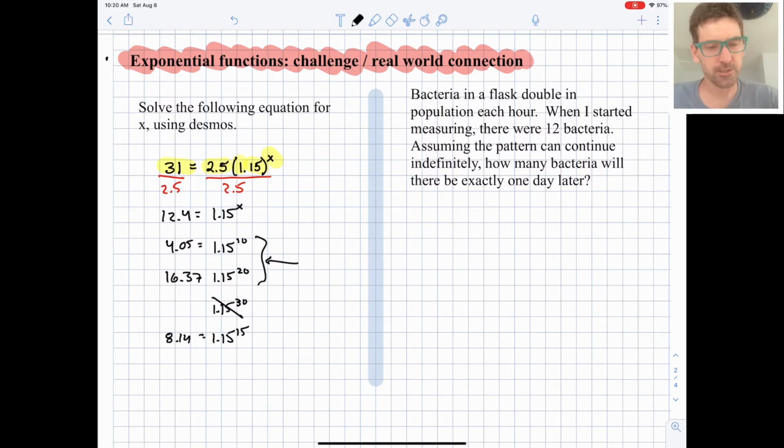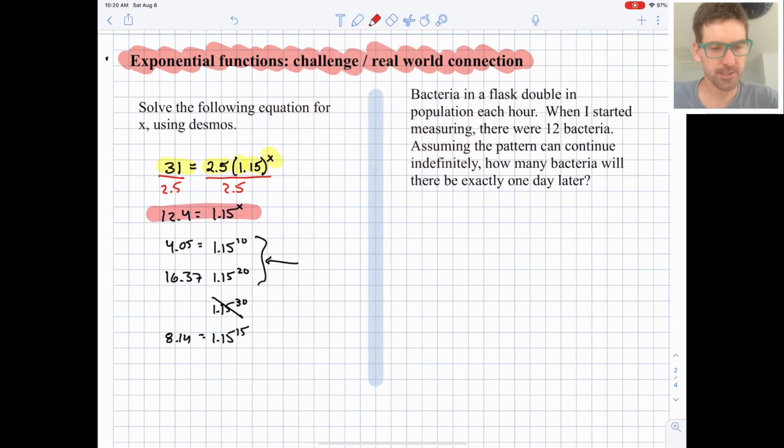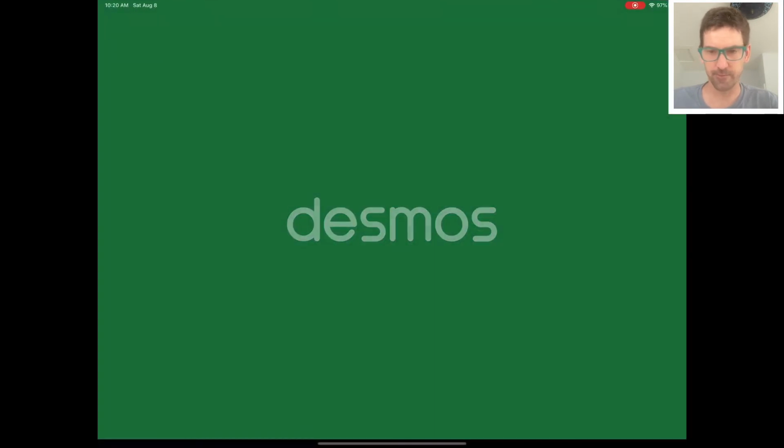So what we're going to do is we're going to go to Desmos, and we're going to type this into Desmos, but not exactly that. We're going to type it in as two separate equations. This is going to be one equation, and this is going to be the second equation, and we're going to look for where they intersect. So my red equation will just be a horizontal line at 12.4, and my purple equation will be an exponential function. So let's go ahead and do Desmos here, 12.4 and 1.15.